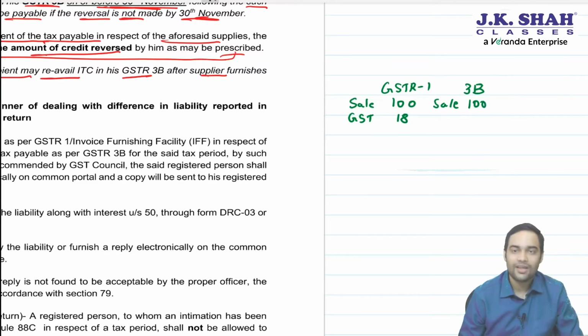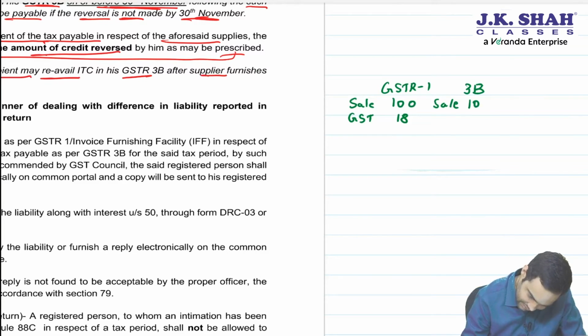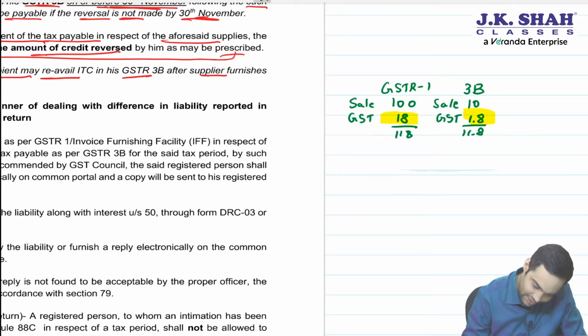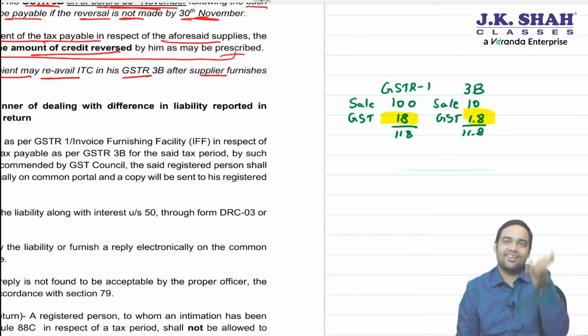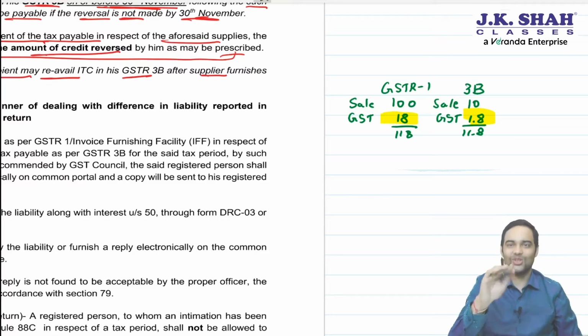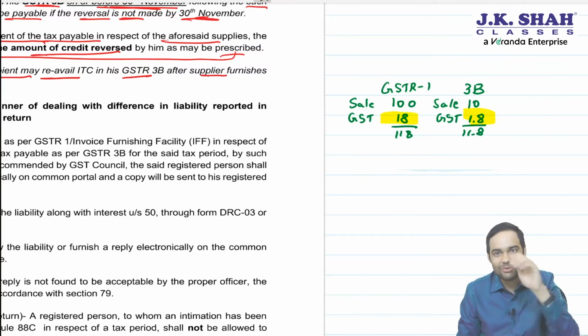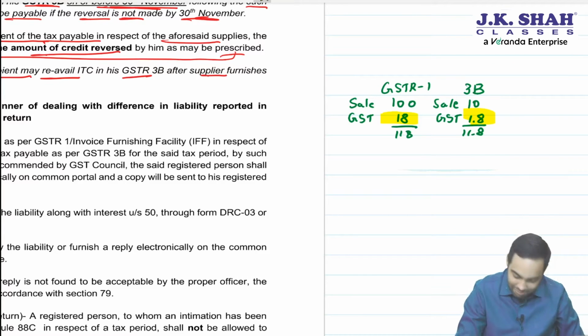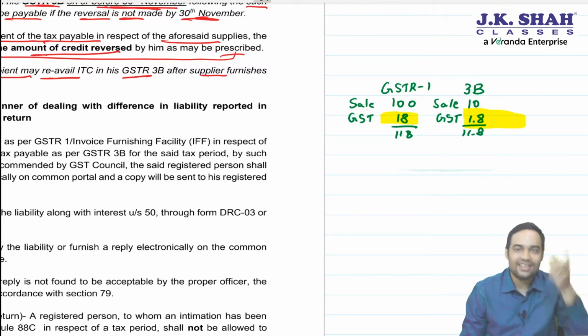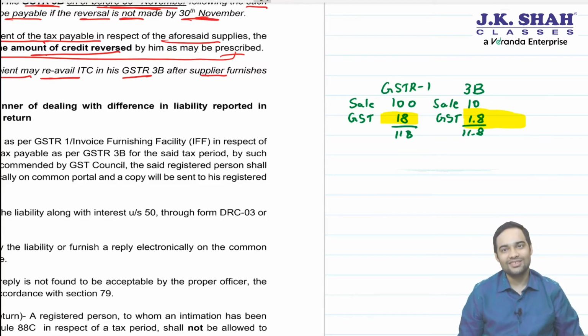Then no problem. But suppose I report a sale of 10 and GST of 1.8, total 11.8, here 118. Now, this kind of cheating was also happening, where in GSTR-1 you were reporting a higher sale so that your recipients can avail ITC, and in GSTR-3B you were reporting a lower sale, so you are paying only 1.8 while recipients are taking ITC of 18 rupees. This cheating was also done.